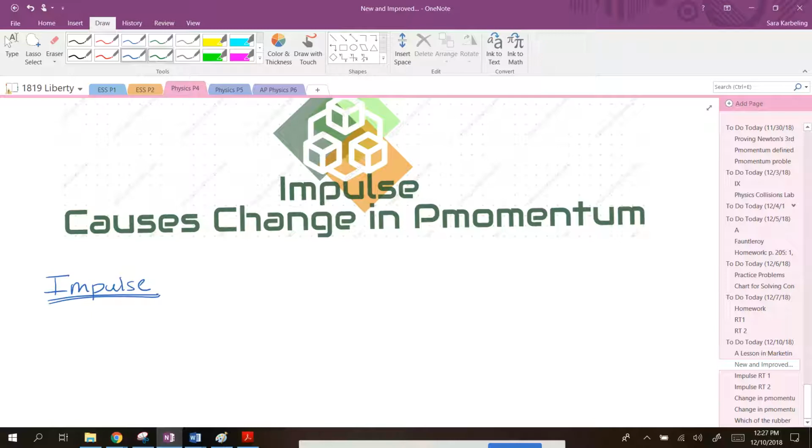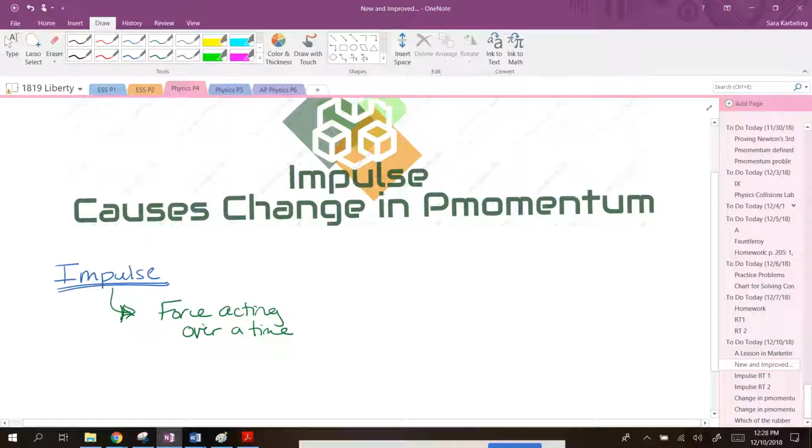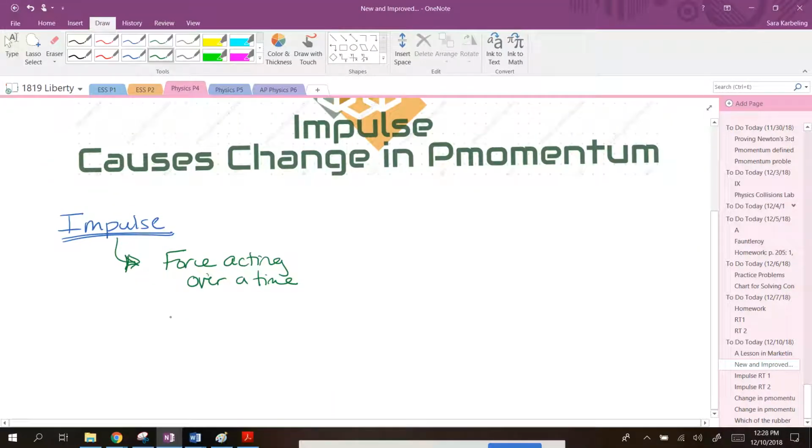An impulse is defined as a force acting over a time. Okay? Force acting over a time. So if I was going to write an algebraic statement for it, impulse, I don't even think that they define the letter that goes with it in your book. I'm just going to look. I don't think they do. Sometimes they define it with the letter J, but I'm not going to worry about it. I'm just going to write it as F over a certain amount of time. It's a force that acts over a time.